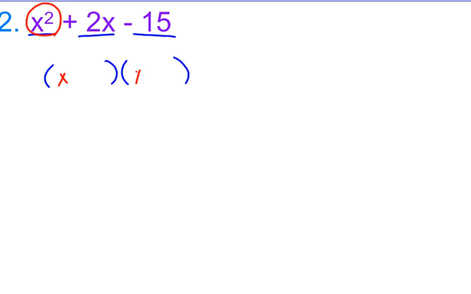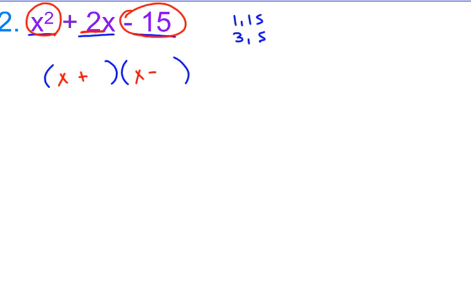Hopefully you say that's x and x. And then I'm looking for factors of negative 15 that combine to make a 2. So now I have a negative, so I'm going to have a plus and a minus, if you remember that, because a positive and a negative multiply to make a negative. So the factors of 15 are 1 and 15, 3 and 5. So I need to somehow make a 2 out of these.